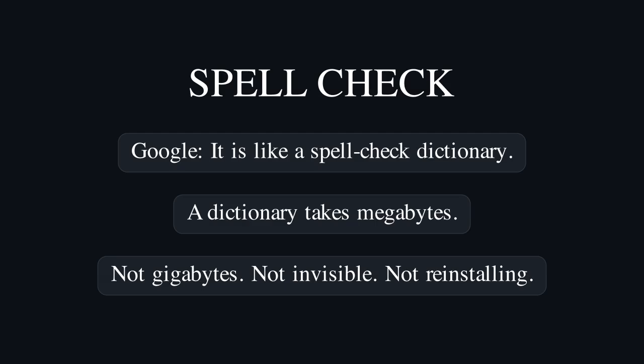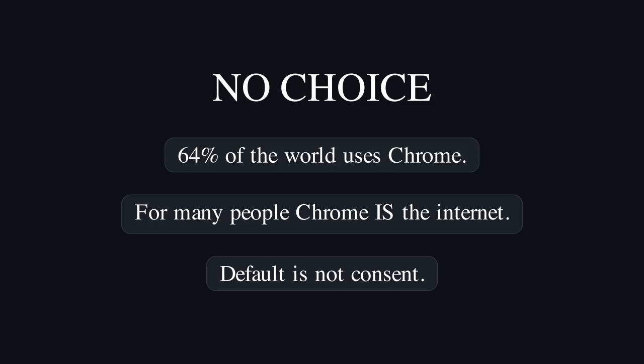Google says it's just like a spell check dictionary. That's the comparison they chose, a feature you asked for that takes megabytes, installed transparently. Not a separately trained AI model that takes gigabytes, installed invisibly, reinstalls when deleted, and runs in the background without your knowledge. You can switch browsers, that is true, but 64% of the world already uses Chrome.